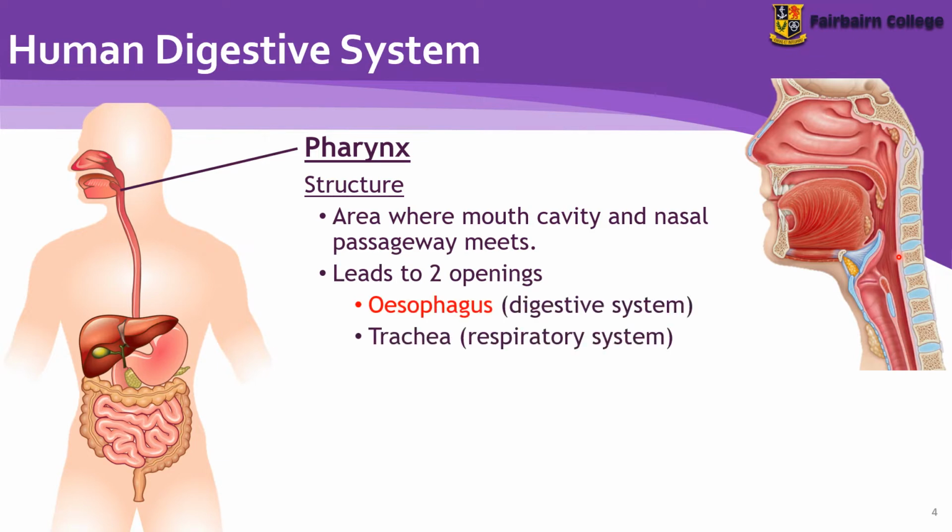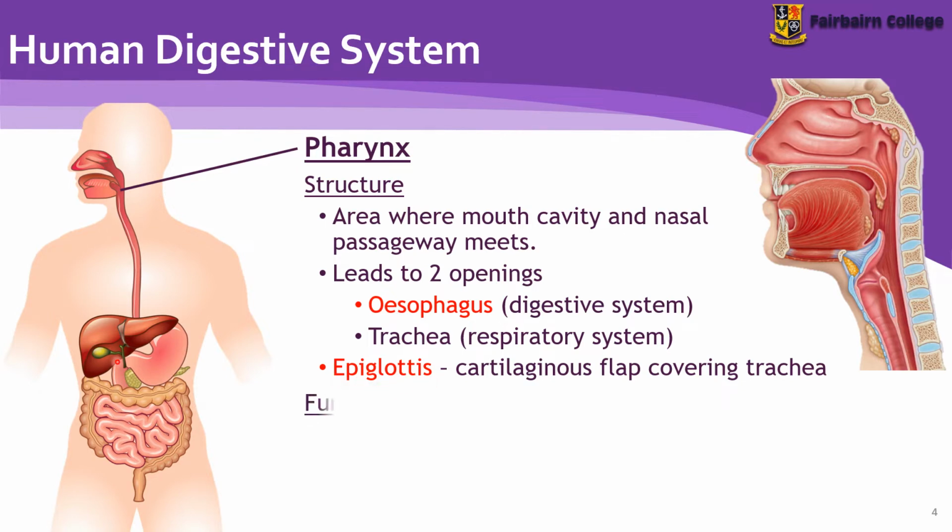The pharynx also leads to two openings lower down, the esophagus, which is where the food has to pass through to go down to the stomach, as well as the trachea, which is where air passes through to go to the lungs. We will learn more about the trachea later when we look at the respiratory system. To control food going down the esophagus and prevent it from going down the trachea, there's a cartilaginous flap called the epiglottis, which prevents food from going down the trachea.